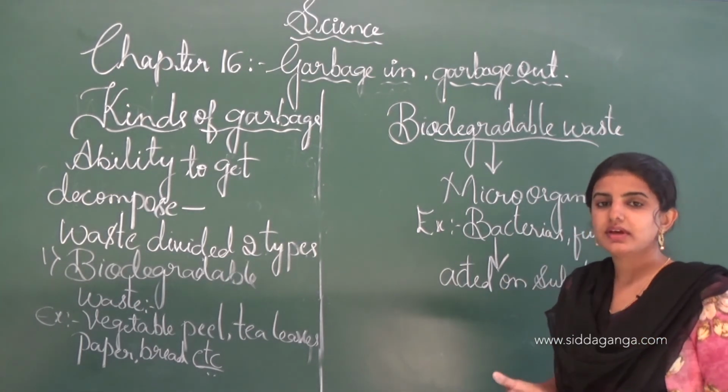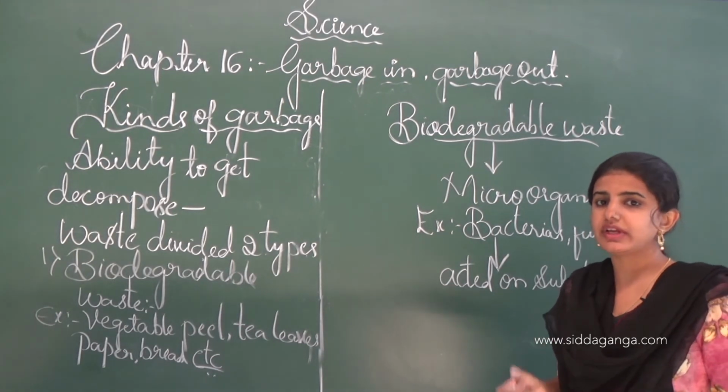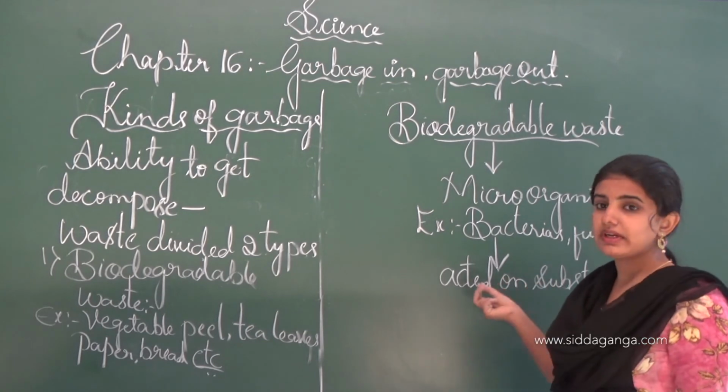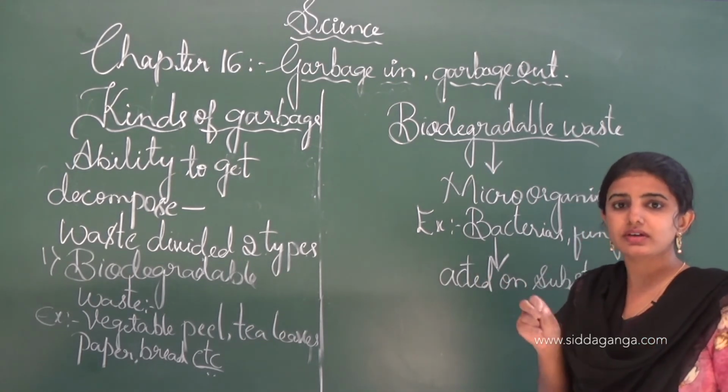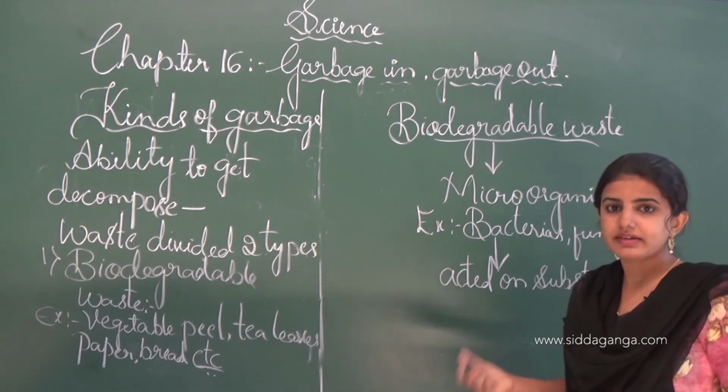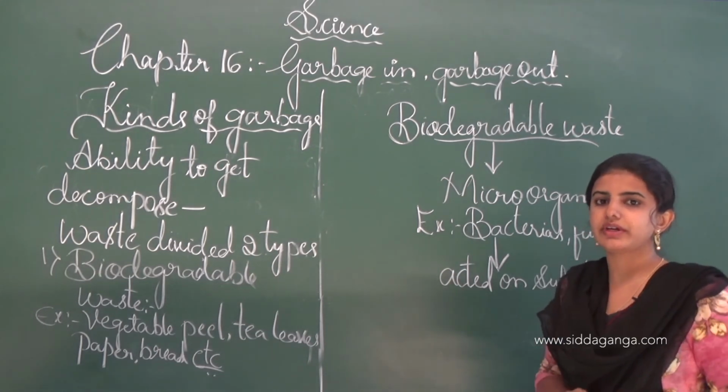An example is plastic. See, plastic will not decompose. Decompose means to rot, to break down. These microorganisms will not act on plastic or any kind of metal, so decomposition will not take place, and such waste is called non-biodegradable waste.